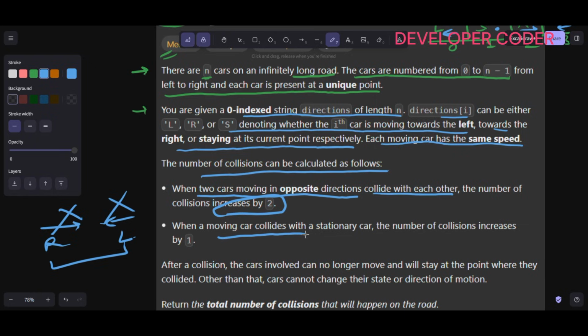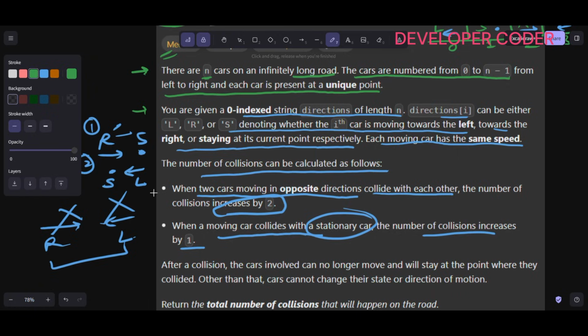When a moving car collides with a stationary car, let's say a car moving right and here we have a stationary car, this is one case. Or here we have a stationary car and a car moving to the left. I only think about these two cases right now. So when a moving car collides with a stationary car, the number of collisions increases by 1. Only this car is moving, so this car is done and dusted now. Same way, only this car is moving, so this car is done and dusted. This is a stationary car, nothing will happen to it. So when a moving car collides with a stationary car, the number of collisions increases by 1.